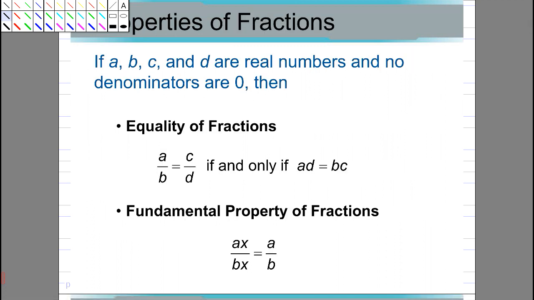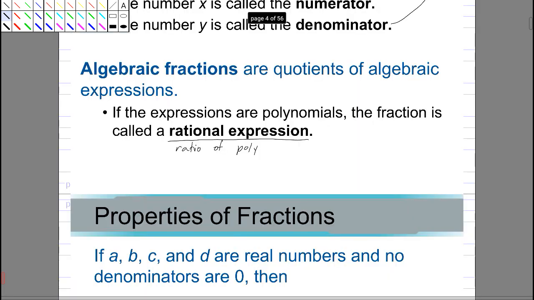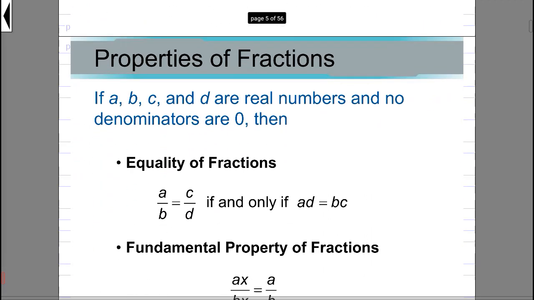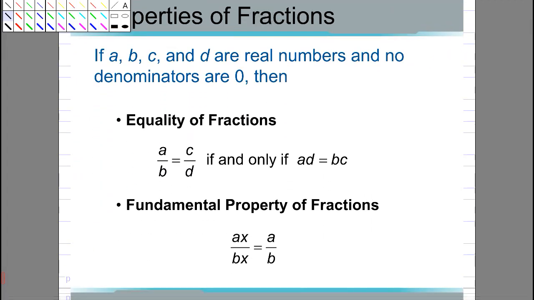So some properties of fractions: two fractions are equal, again, denominators are not 0, if and only if b times c and a times d are the same. So we can cross multiply to tell if they're equal. Okay, that's useful when we go to solve these. And then, of course, the fundamental property of fractions says if we have something on the top and the bottom, we can cancel those two out. So if I take my red here, I can cancel those two, and that works out just fine.